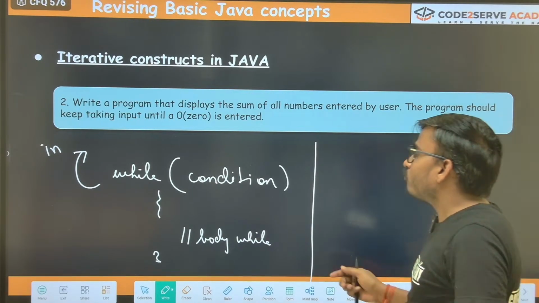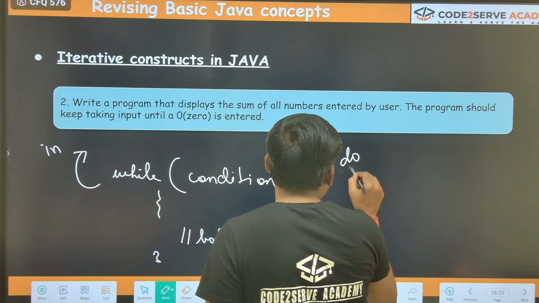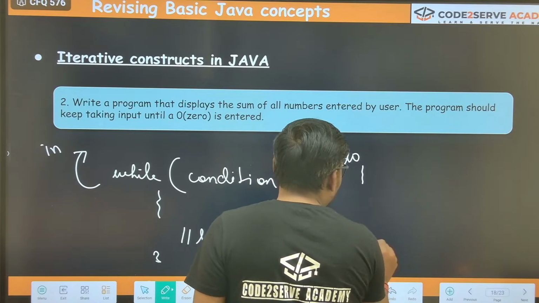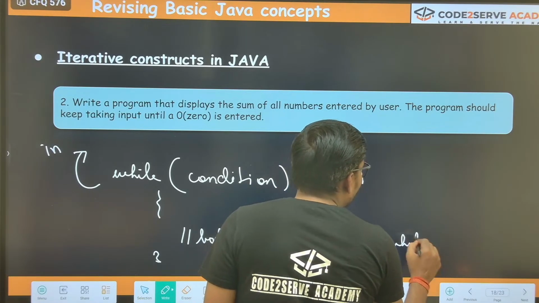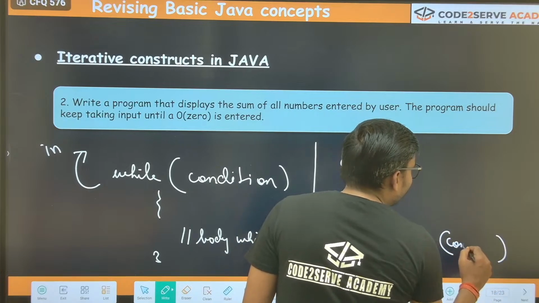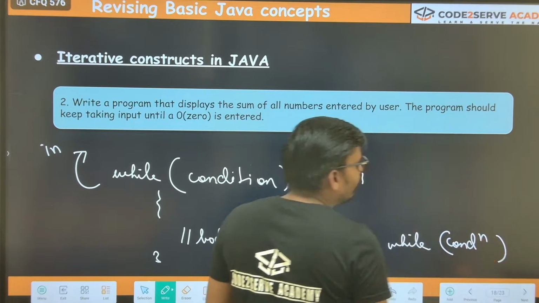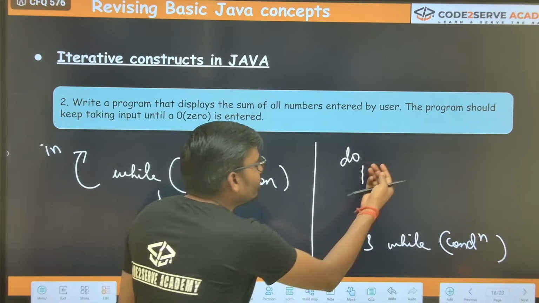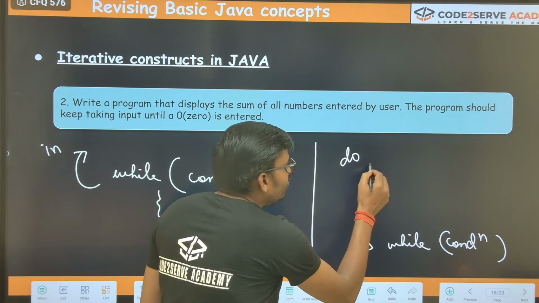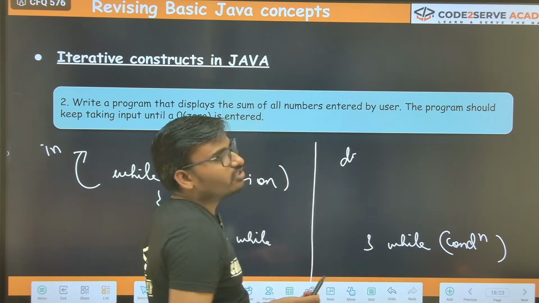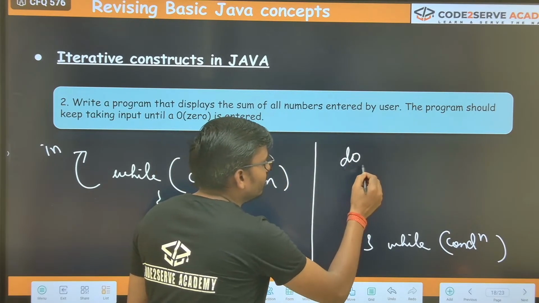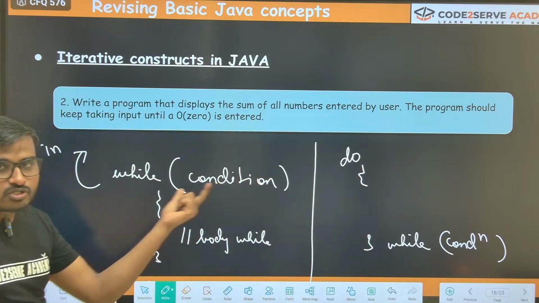And for do while, we write the condition over here. This means, suppose your condition was false initially. I'll give you an example. Have a look. So the syntax is different.